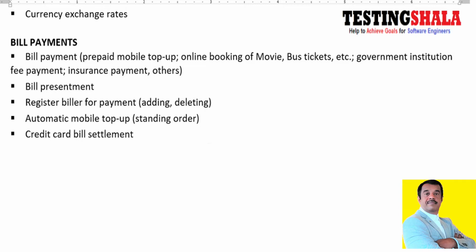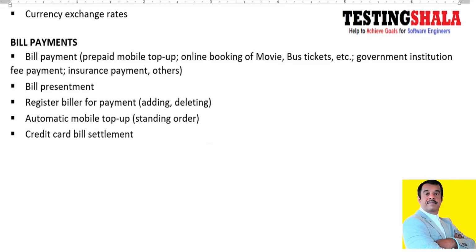And one more requirement in any bank application is bill payment. Using this feature, I should be able to pay mobile bills, prepaid or postpaid, or book a movie ticket. I should be able to book a bus ticket, based on the various billing systems in that banking application. You can use all these different bill payment options to pay the bills.